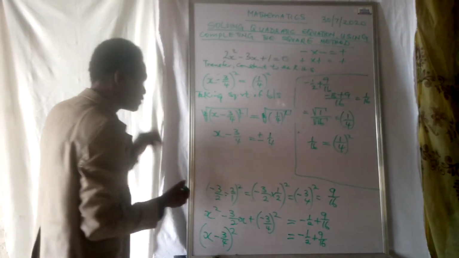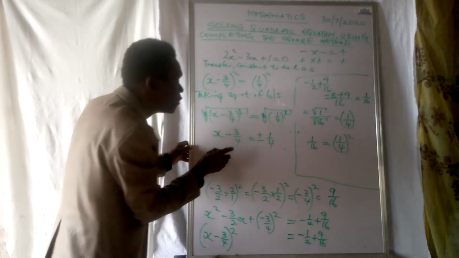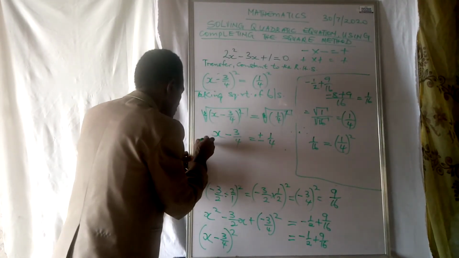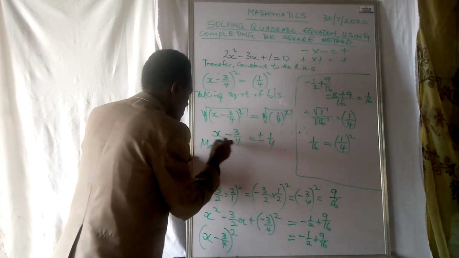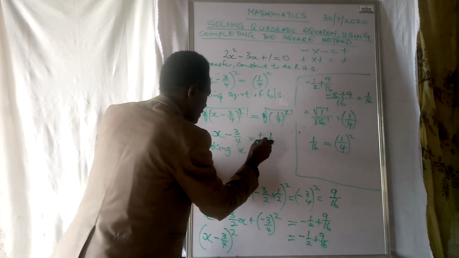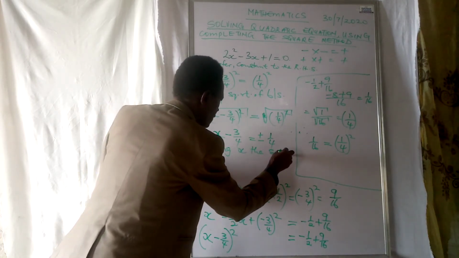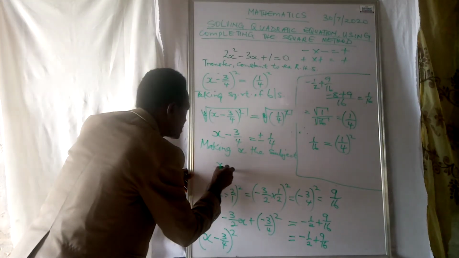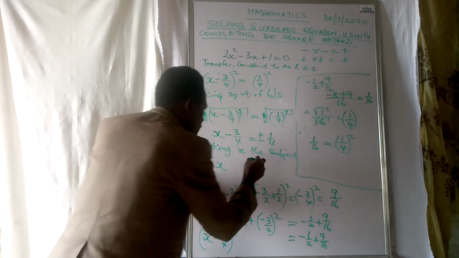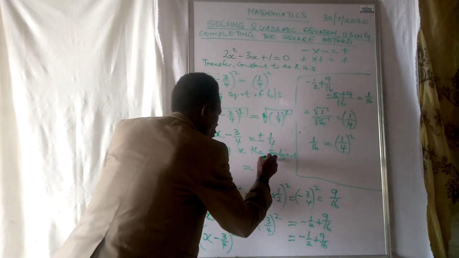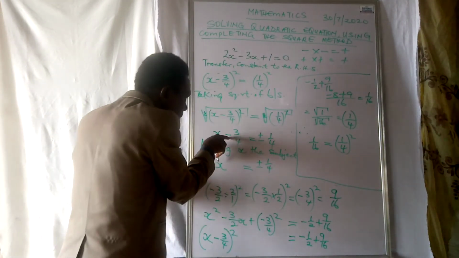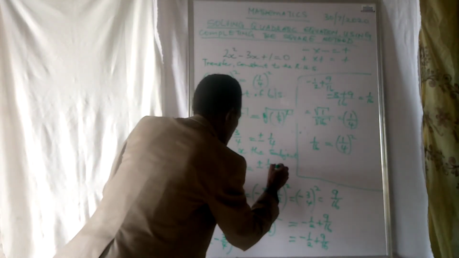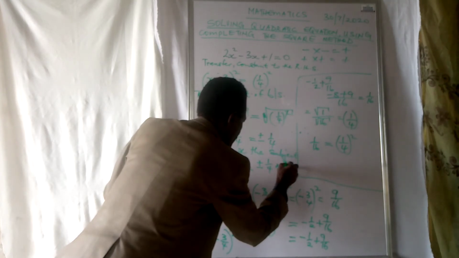Now, the next step is to make x the subject. Therefore, we have x is equal to plus and minus 1 over 4. Then when this minus 3/4 goes to this side, the sign will change to positive. So it becomes plus 3 over 4.